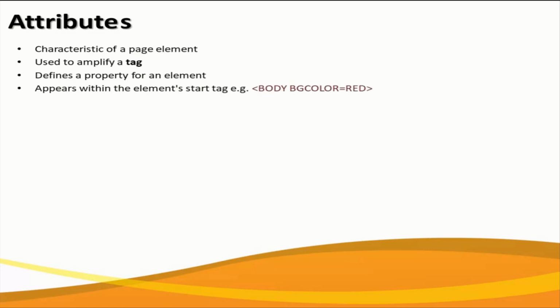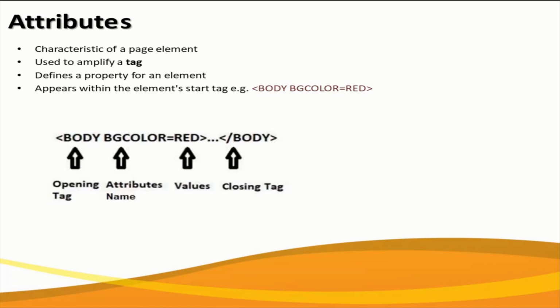What are attributes and what is the purpose of using attributes? An attribute is used to provide additional information about an element. It defines a property of an element. An attribute is placed inside the element's opening tag. Look at the following picture for better clarification.